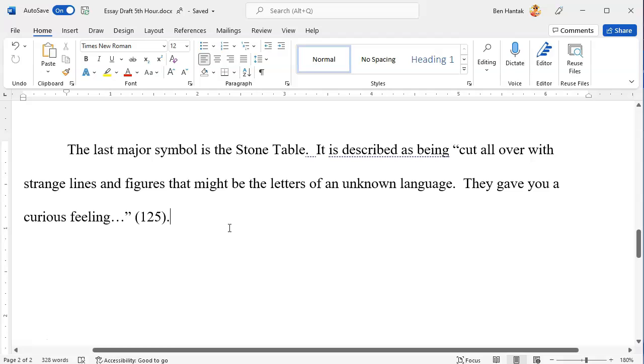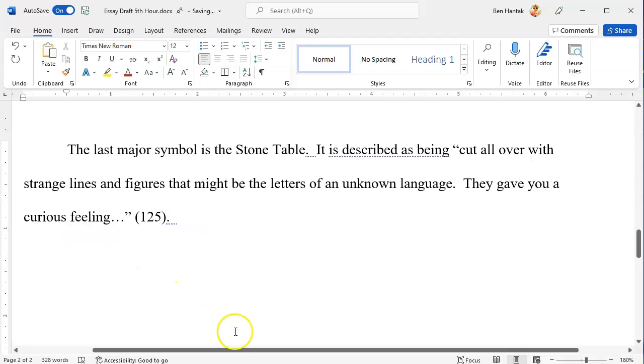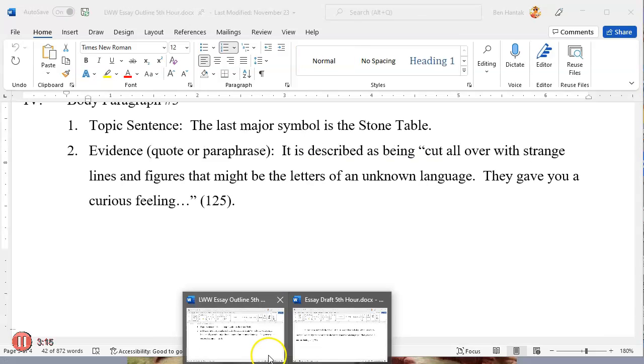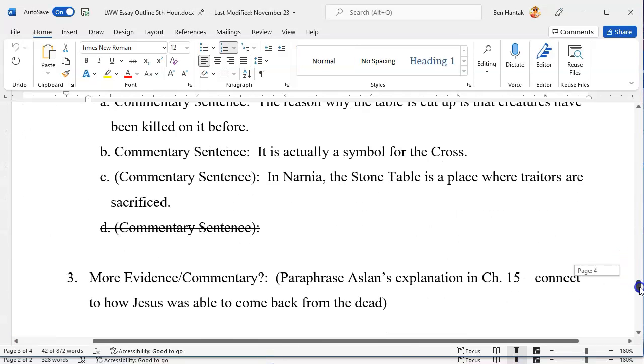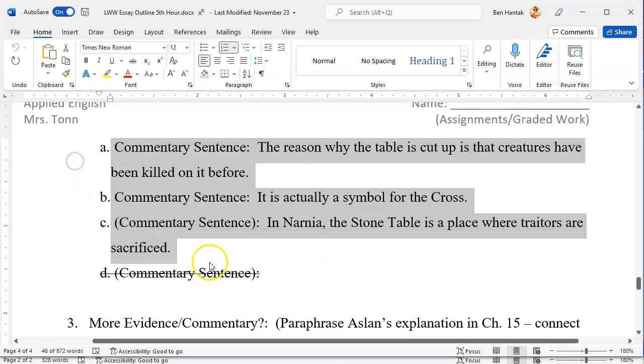As you guys are copying that down to start our third body paragraph, I need to add in our commentary, too. And we are going to add a paraphrase here, but we'll get there when we get there.